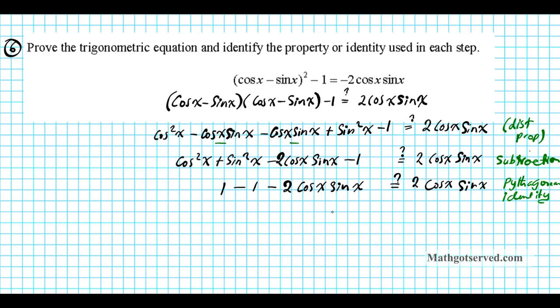All right, now if you combine these two terms right here, you notice 1 minus 1 adds up to 0. So you have negative 2 cosine x sine x. Is it equal to negative 2 cosine x sine x, as indicated earlier? And the answer is yes. So that completes the proof.